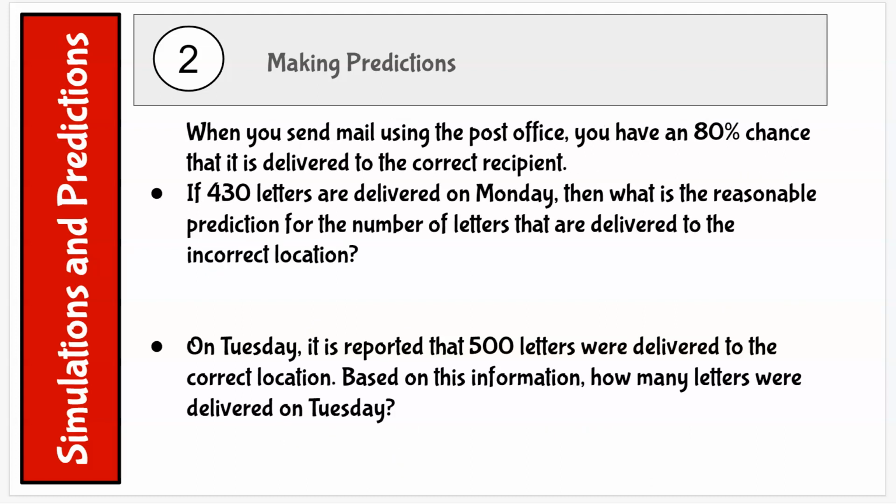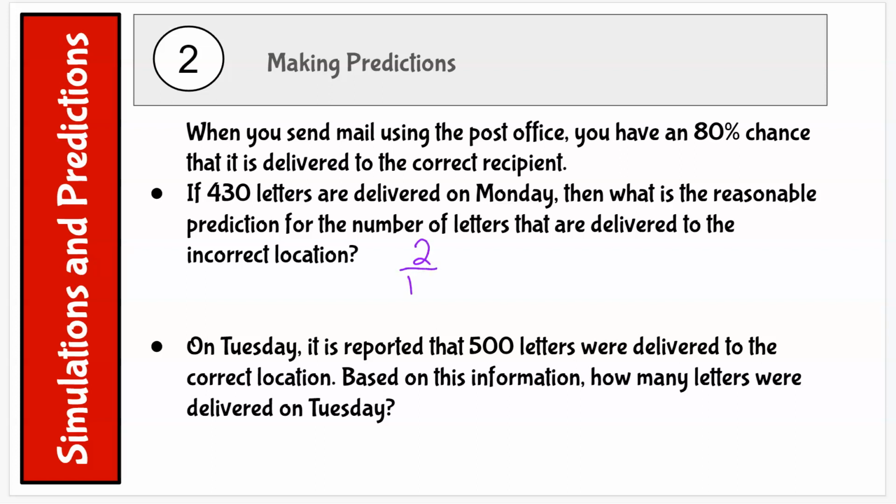So when you're sending mail with the post office, there is an 80% chance it's going to end up where it's supposed to, the correct recipient. That means out of every 10 letters, 8 of them are going to get there to the right place. So that means 2 of them are not going to the right place. If 430 letters were delivered on Monday, then what is the reasonable prediction for the number of letters that are delivered to the incorrect location?